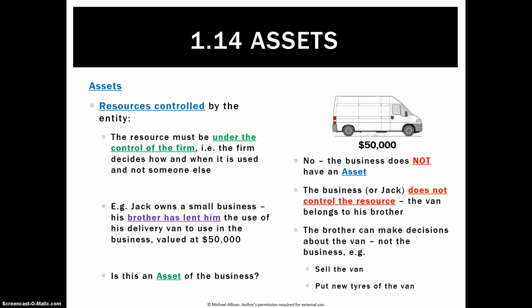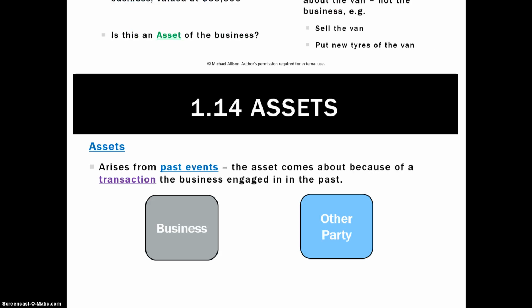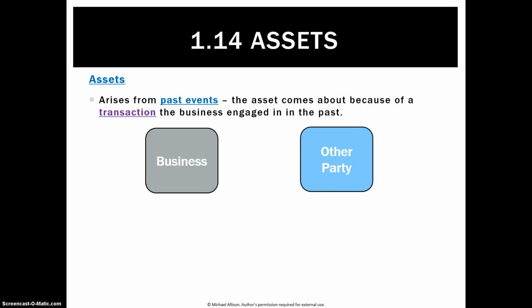In terms of what he controls, well, he can make decisions about the van that Jack and the business can't, e.g. to sell it, to put new tyres on it and so on. So this principle would rule out anything that's leased or hired as well. So if you leased a set of laptops from a provider for your business, they can't be listed in your balance sheet as assets.